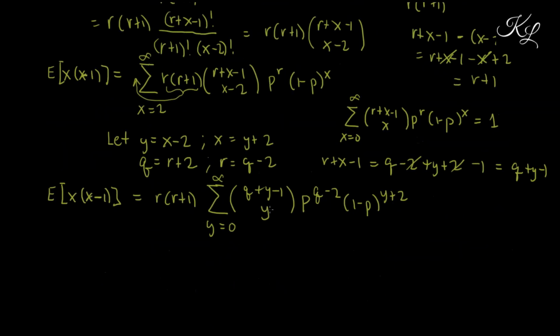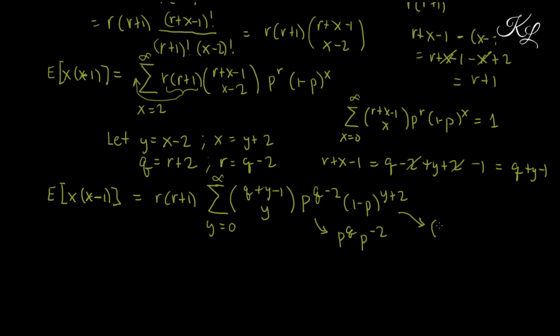Now, if we try to compare this one to this, they are not exactly the same because this is r and this is q minus 2, and this is x and this is y plus 2. So similar to what we have done for the mean, we can factor out this term here into p raised to q and p raised to negative 2, because q minus 2 is q minus 2 here. And also for this one, p raised to negative 2 can be moved out from the summation, similar to what we have done for the mean.